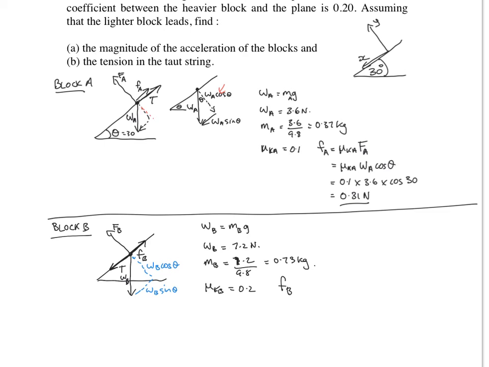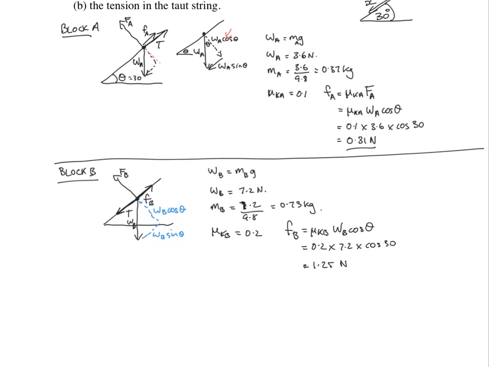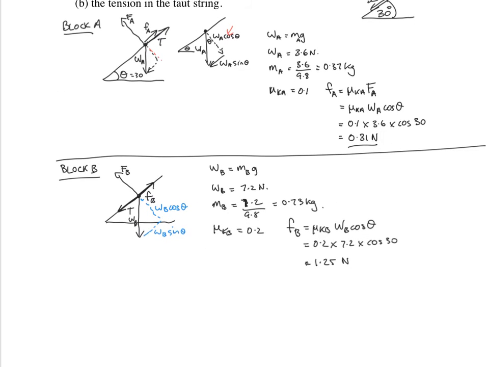So we can work out what our frictional force is. It's mu KB WB cos theta, in the same argument as before. Put some values in. 0.2 times WB, which is 7.2, times cos of 30 degrees. The frictional force comes out to be 1.25 newtons. Excellent. So we've got some information now that's going to allow us to set up some equations.